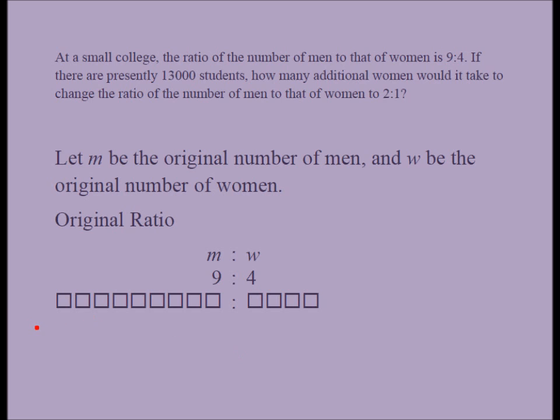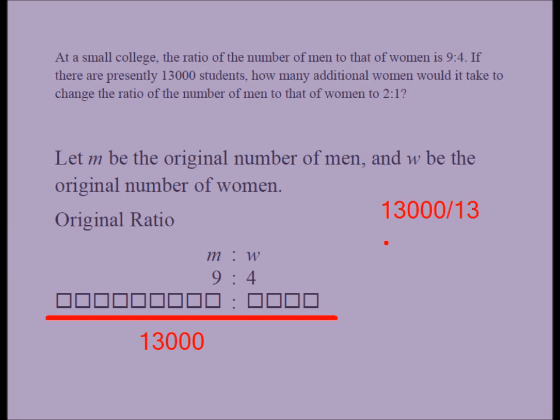So if that's really the case, what does that really mean? According to the question, all these students, 4 groups of women and 9 groups of men, should add up to 13,000 students. Why? Because the question says that there are 13,000 students in that college. Okay, if that's the case, we can find out what each box or each group is worth. So we take 13,000 and divide it by 13. Where's 13 coming from? 4 groups of women, 9 groups of men.